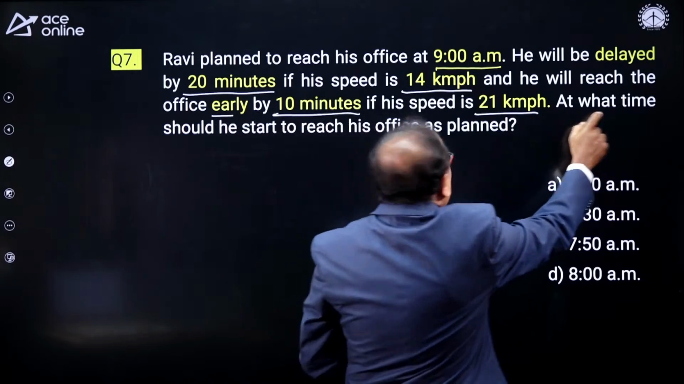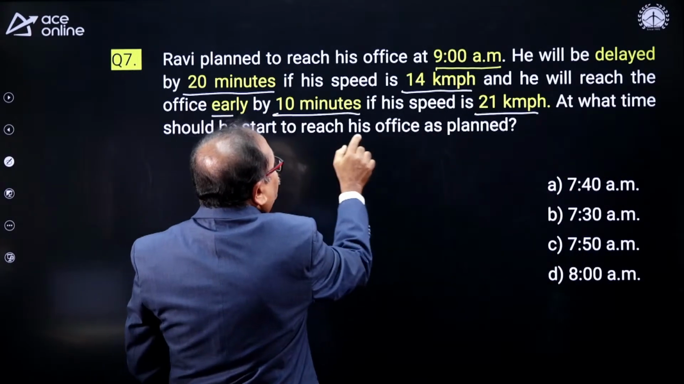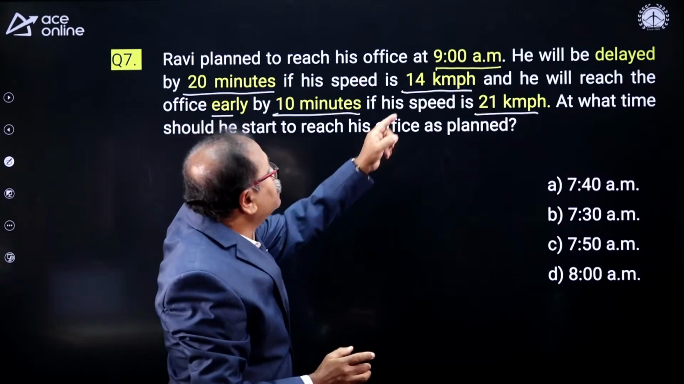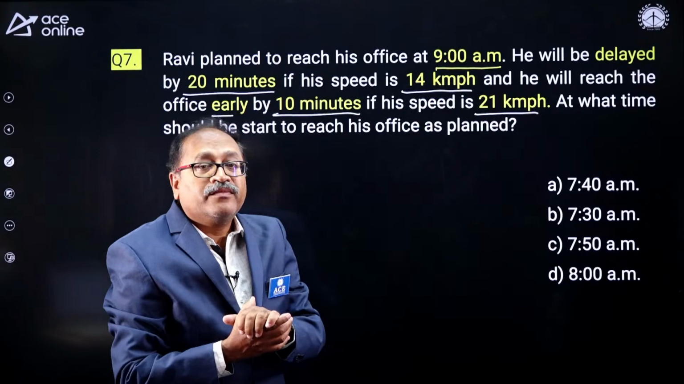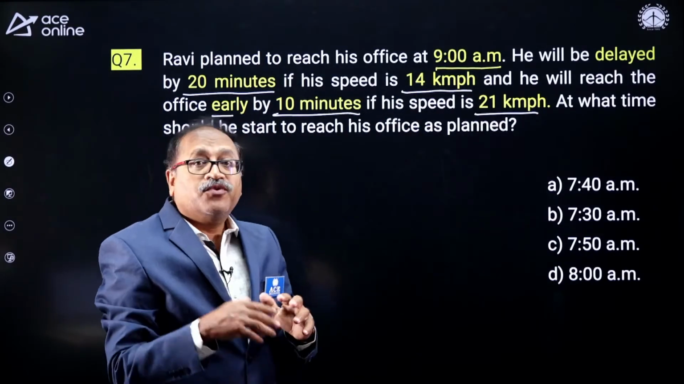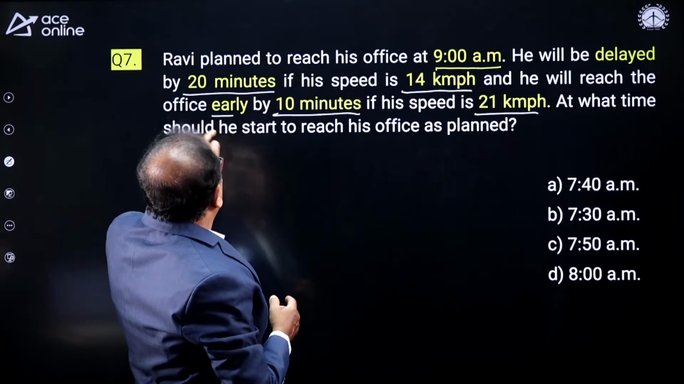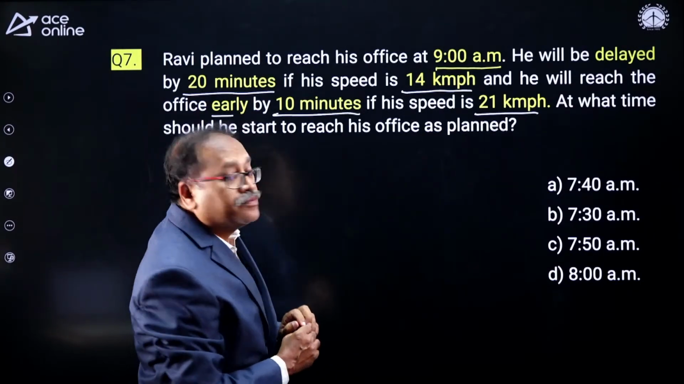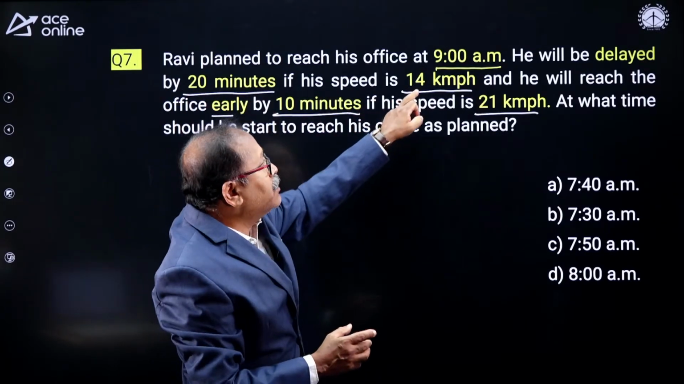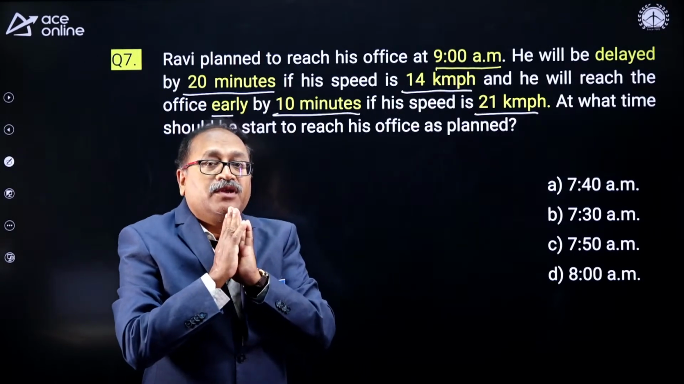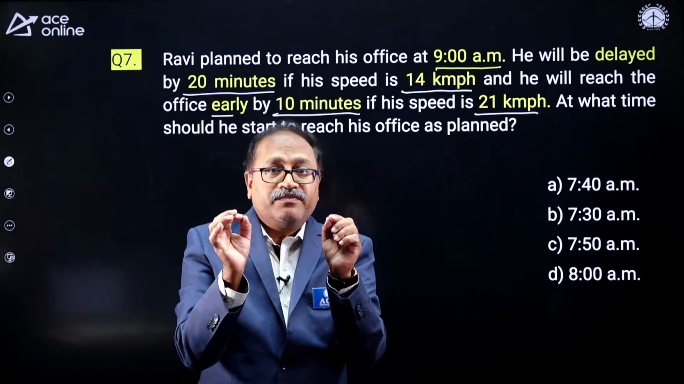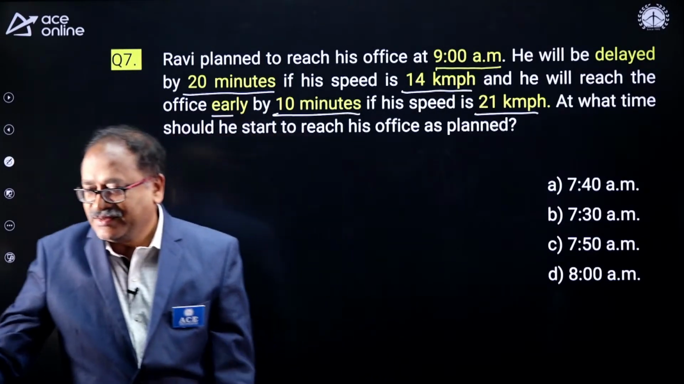Now the question is, at what time should he start to reach his office as planned? So he has to reach the office at 9 a.m. When he travels with a speed of 14 km per hour, he is late by 20 minutes. So first find out how much time he takes when he travels with a speed of 14 km per hour. From that time, if I take out these 20 minutes, that will be the correct time. Let's work out on this.